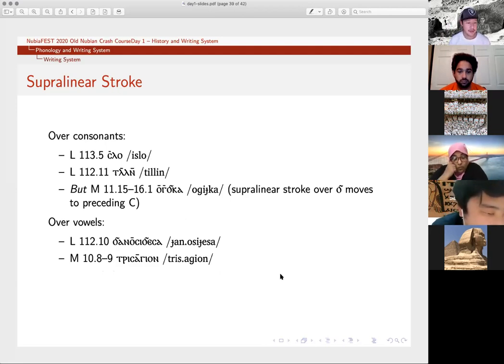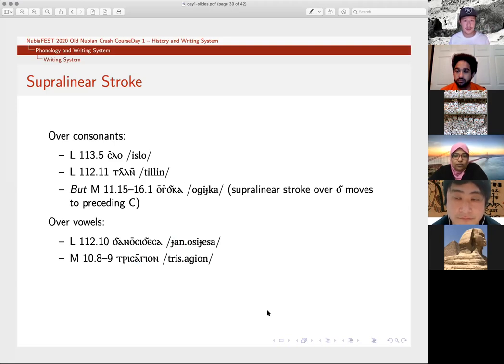Then we have the same stroke over vowels. In that case, it usually signals the beginning of a syllable. So you can see this particularly clear in this Greek loanword, where you have trisagion, where the stroke is set over the alpha, indicating that we have a syllabification between tris and agion. And this also carries over into proper Nubian terms. For example, in this case, jan is the verbal root and os is a suffix. This is not consistently done. None of this is consistently done, in fact.